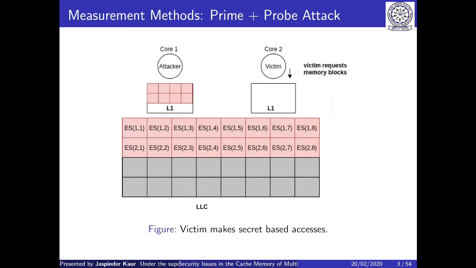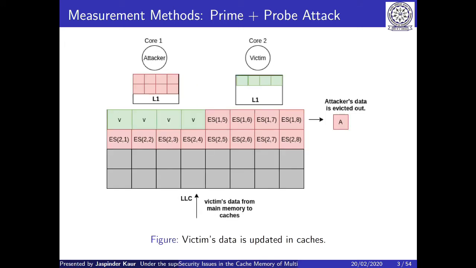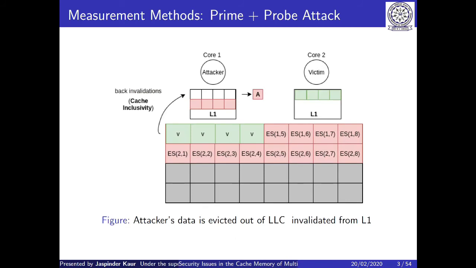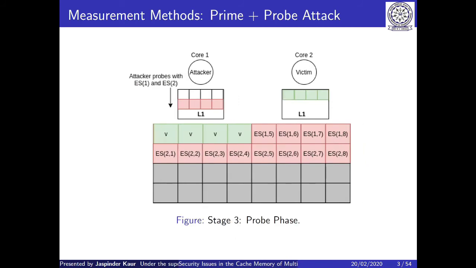After this, the victim tries to access some blocks which are also mapping to set 1. So it replaces some of the attacker's blocks. That's it. Now in the probe phase, the attacker will again try to access those blocks which he requested during the prime phase. So if the attacker does this again, what will happen?